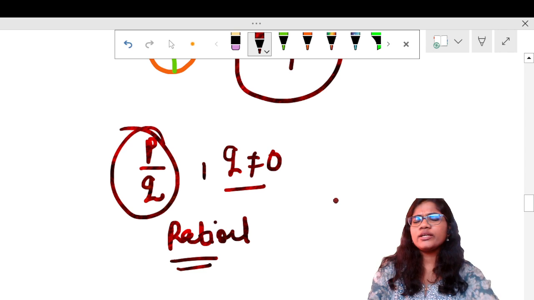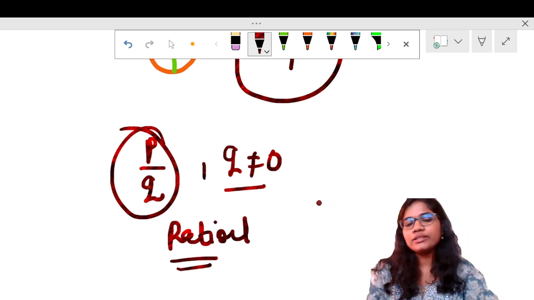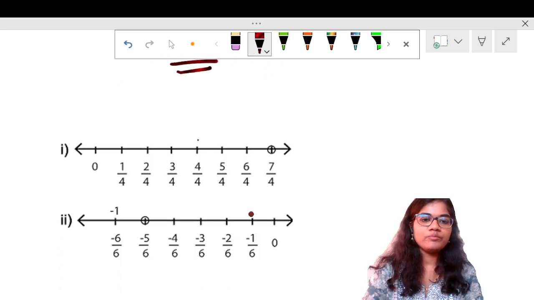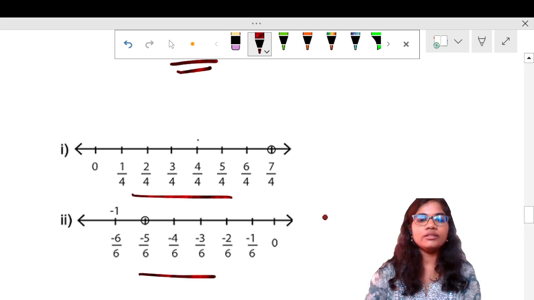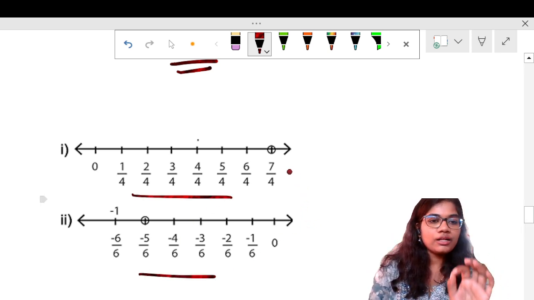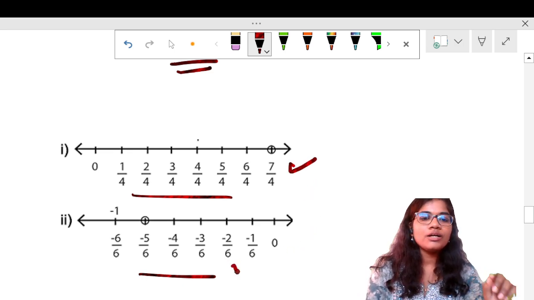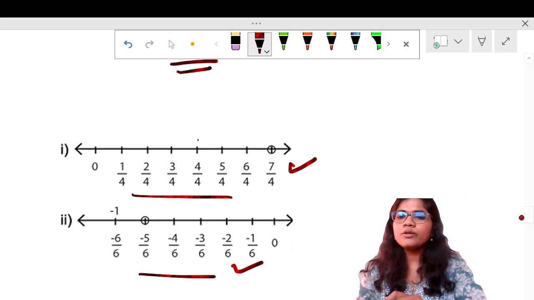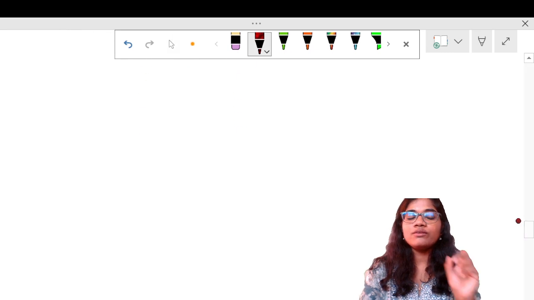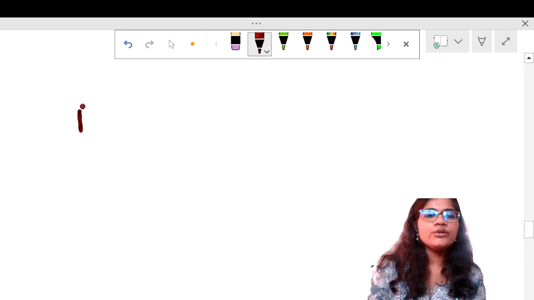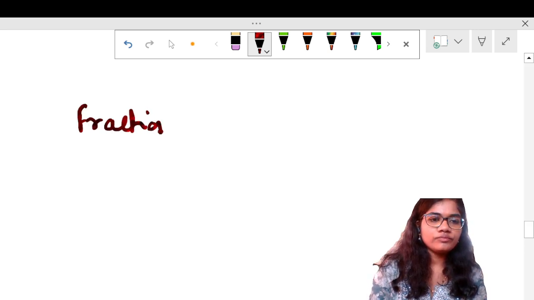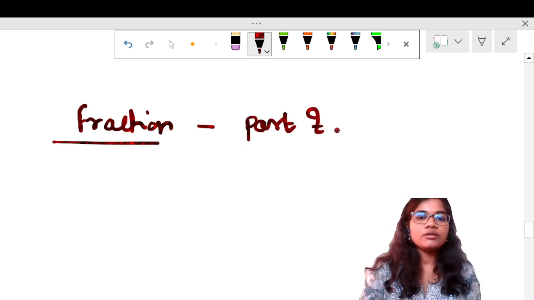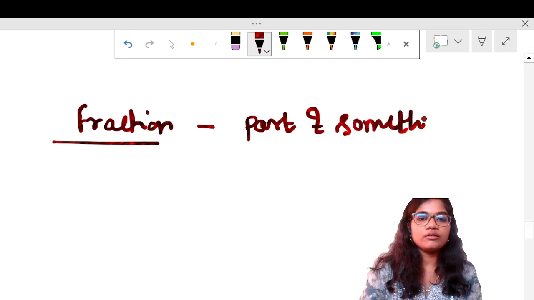So, can you tell me where we are going to represent this rational number on the number system? Yes, you can see here. These are the rational numbers on the number system. So you can see there are some positive rational numbers and some negative rational numbers also. Alright? Okay, before proceeding ahead, I want to tell you one fun fact here. Do you know what a fraction is? Right. A fraction is a part of something.